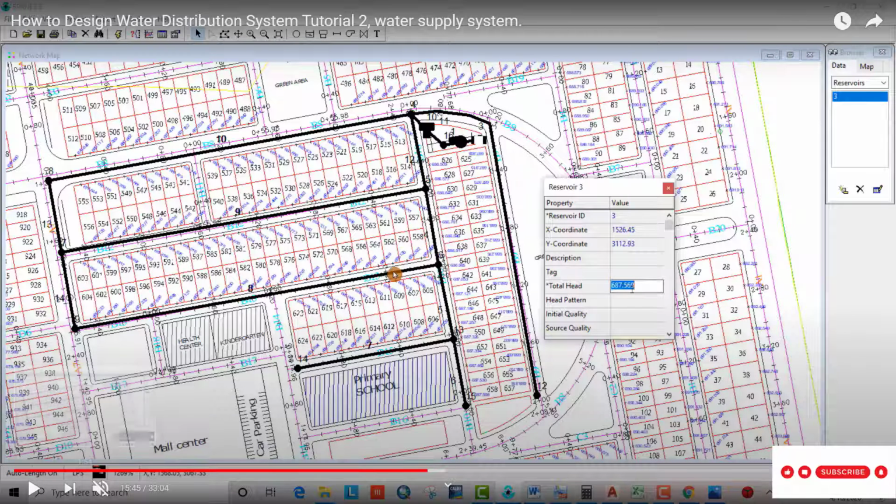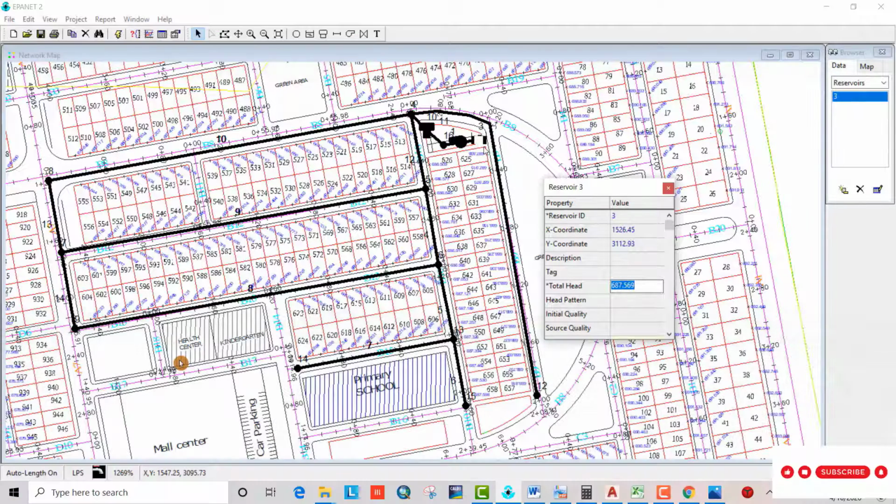So you see, the ground elevation in the reservoir is 687, and I assume that the depth of the well is 300. So 687 minus 300 will be 387. So the surface of water inside the well is 387, from head, total head.